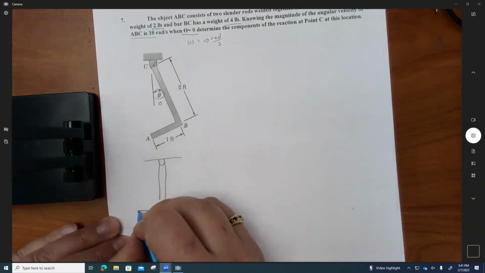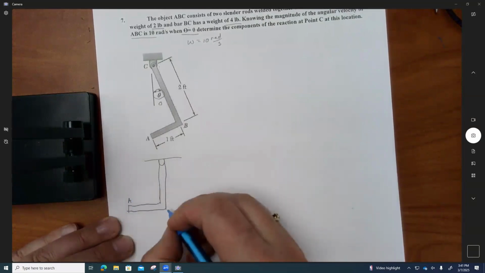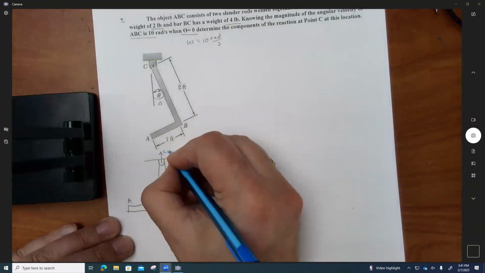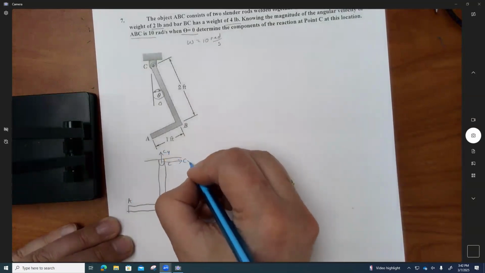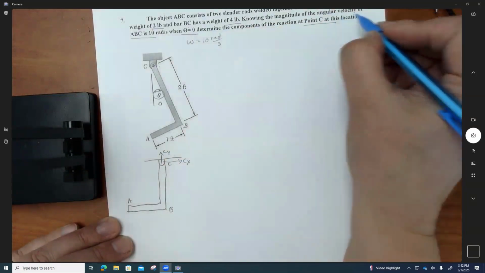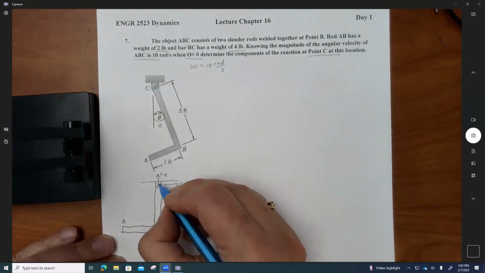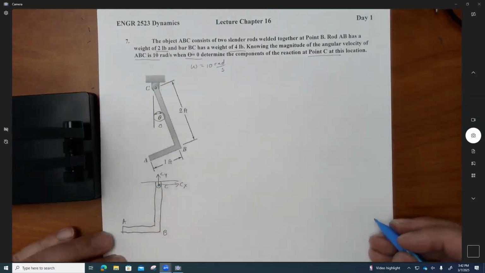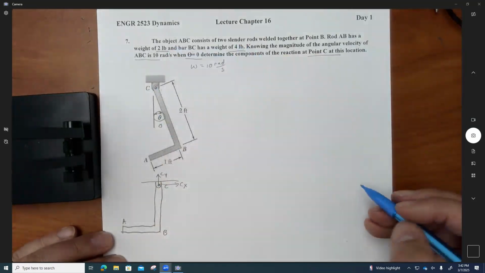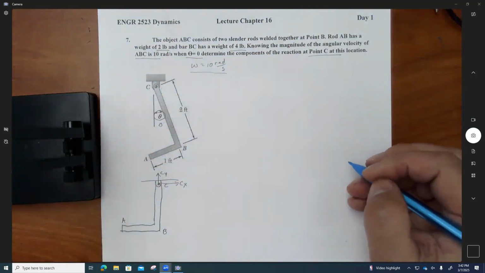If we're drawing our free body diagram, it's going to look something like this. A, B, and C, and we'll have forces CY and CX. Determine the components of the reaction at point C at this location. So we're trying to figure out how strong we have to make this for it to hold up under this weight and move at this angular velocity. All right.